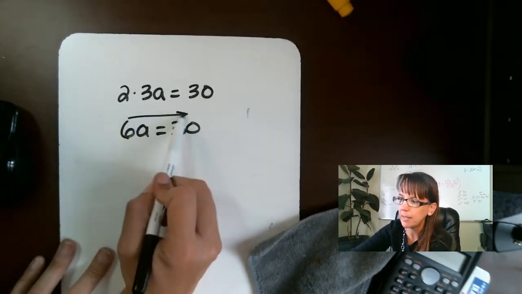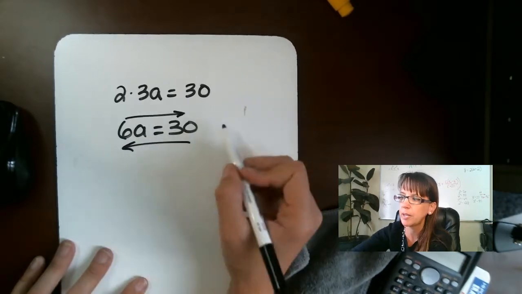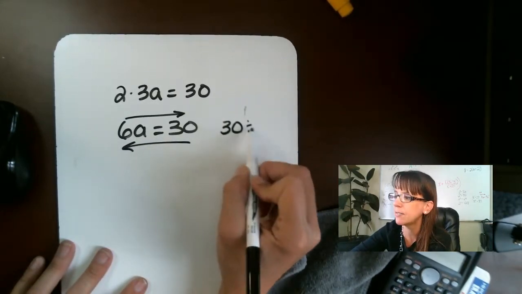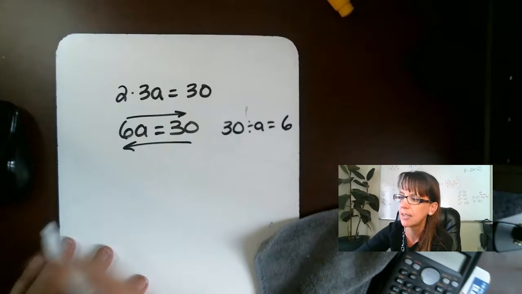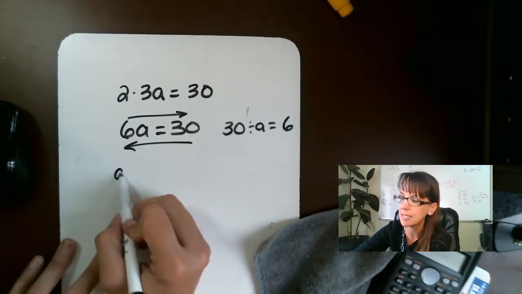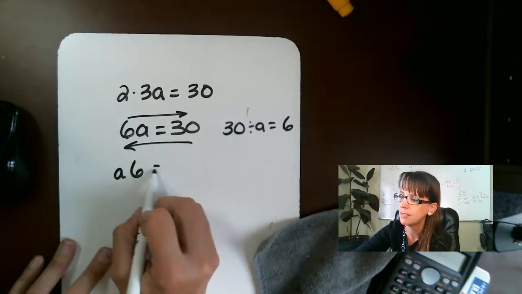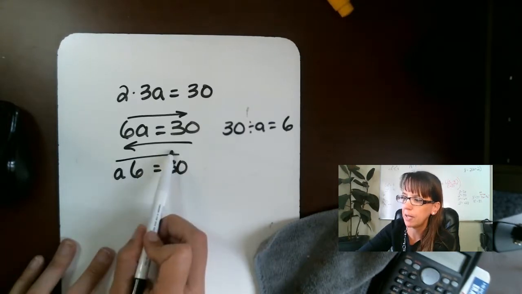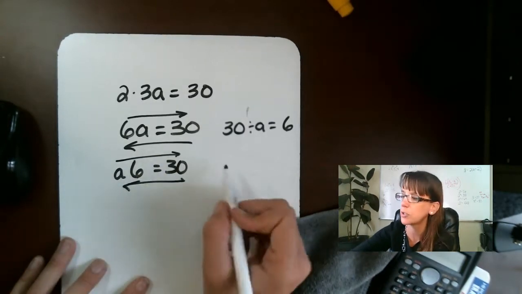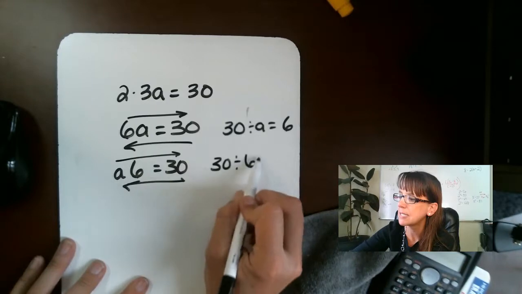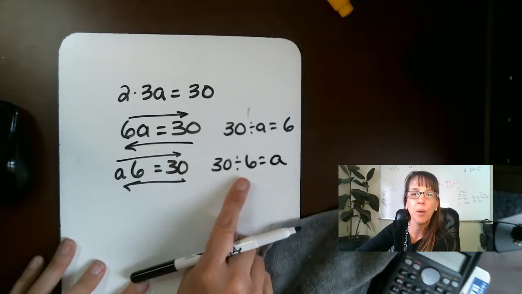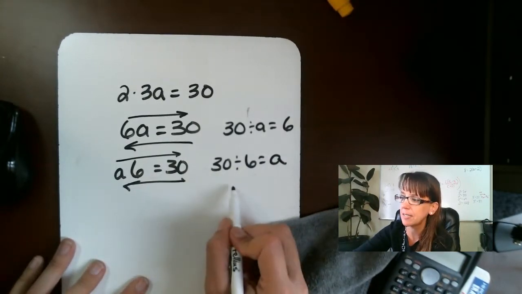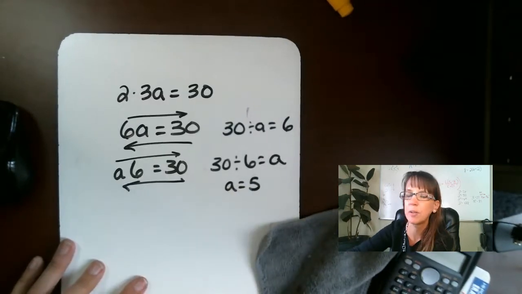Well, if we multiply in that direction, we can divide in this direction. We end up with 30 divided by A equals 6. Now, 6A is the same as A times 6 equals 30. If we multiply in that direction, we divide in this direction, we get 30 divided by 6 equals A. That's the one that we need. 30 divided by 6 is 5. So we know that A equals 5.